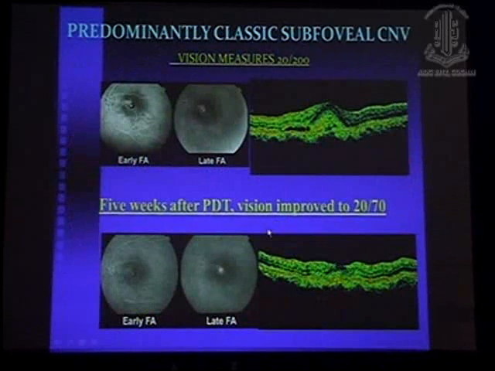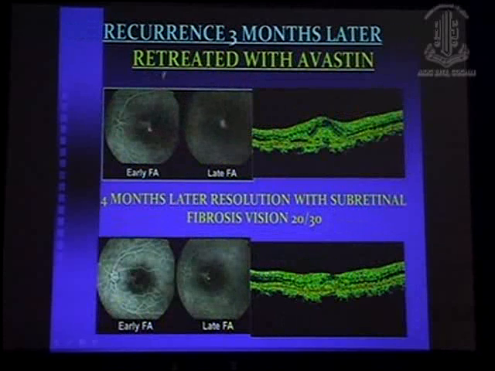Now, response to treatment is the next category that I'm dealing with. Predominantly classic, if you take this patient, a first patient who has a vision of 20/20, you see a classic lesion over here. 5 weeks after PDT, vision improved to about 20/70, so it helped us document what was the difference, and the patient is happy because there is a vision improvement also along with the modality.